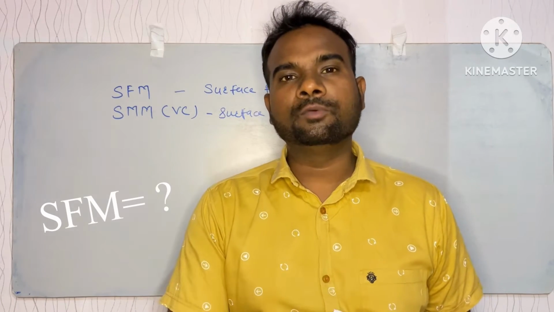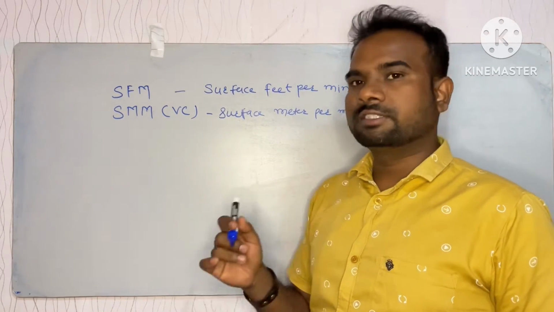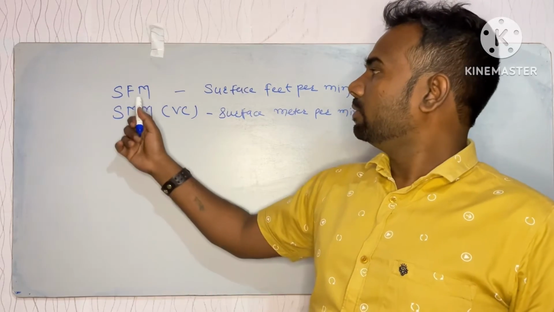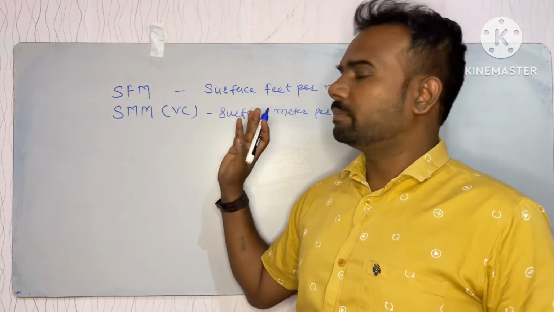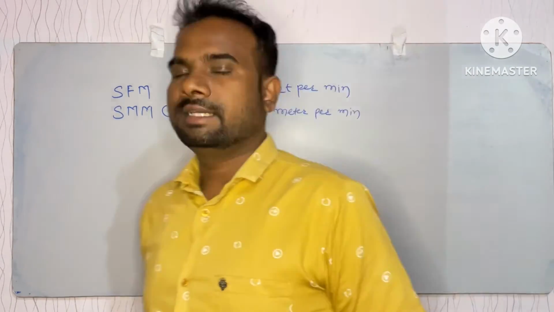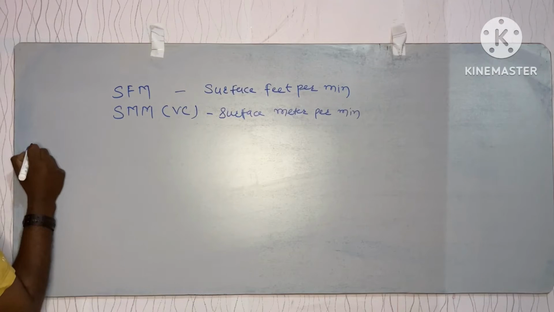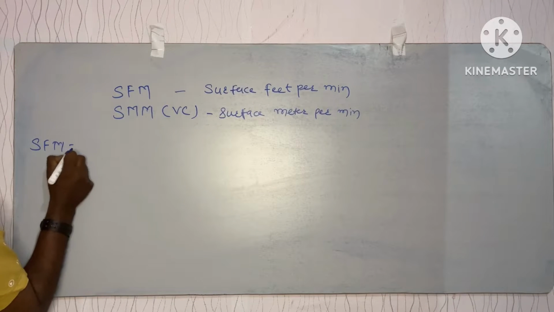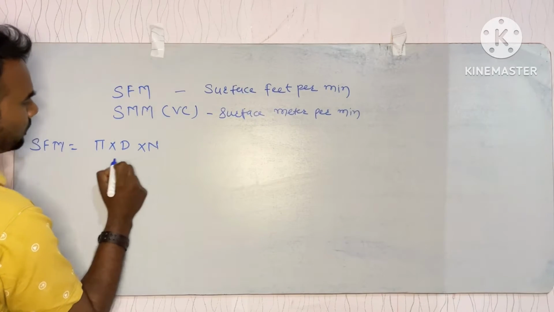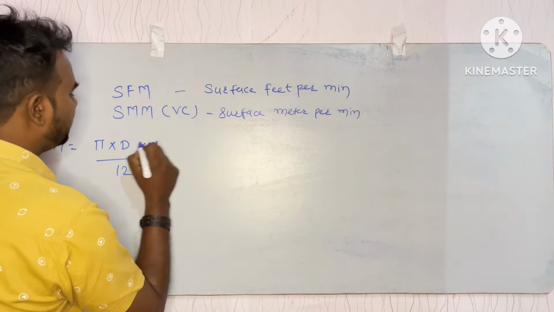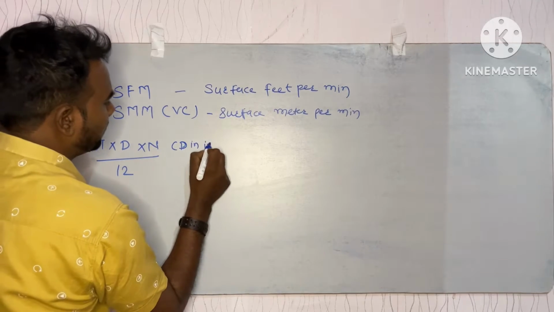So what is the formula for SFM? In our first video we learned about SMM or VC. We know the formula of VC: VC is equal to pi DN by 1000. SFM is a new term for us. SFM means surface feet per minute, and the formula for SFM is simply like VC. SFM is equal to pi into D into N by 12, where D is in inches.